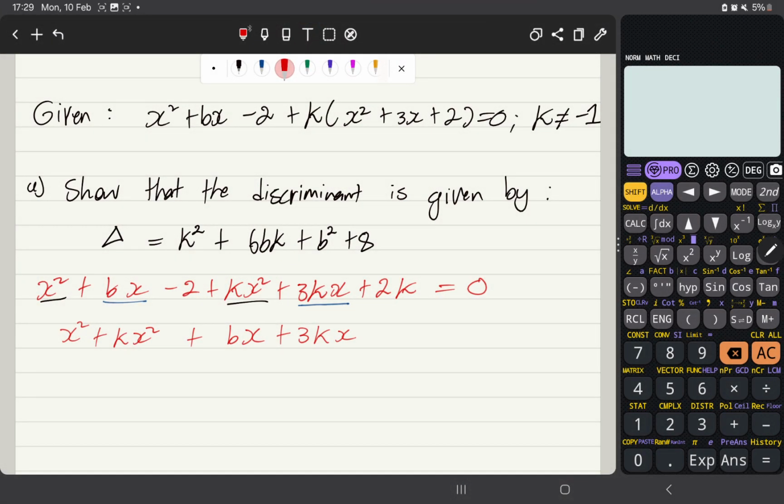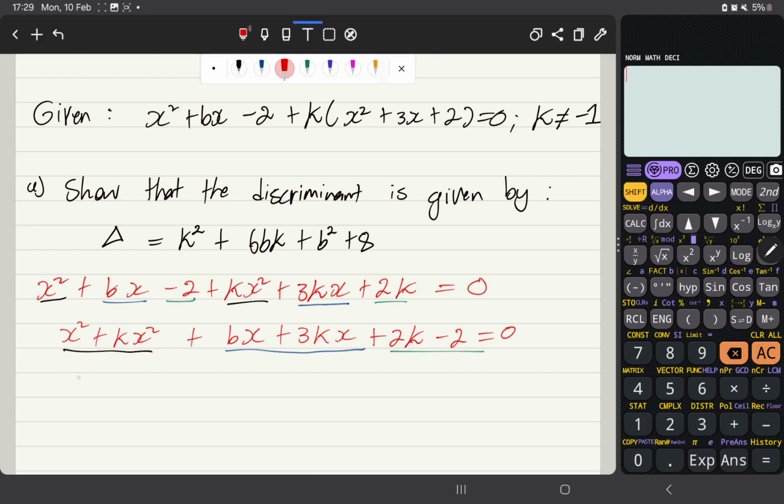So now it's my constants. I have this guy over here and this one. So for my constants, I have plus 2k minus 2 equals 0, right? So this is my x squared, my x, and this is my constants.